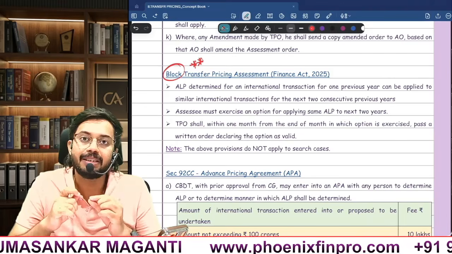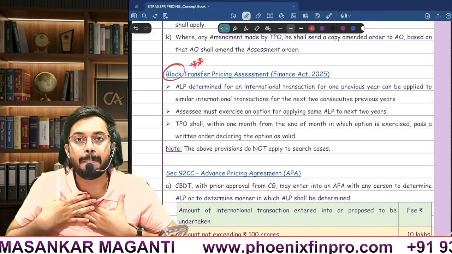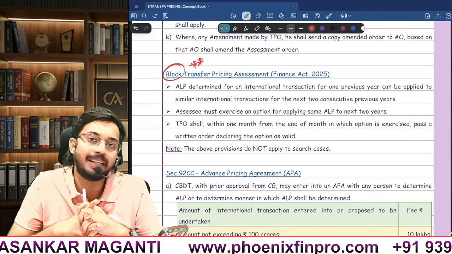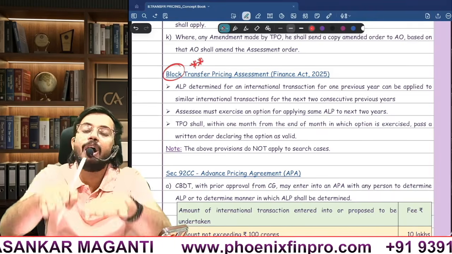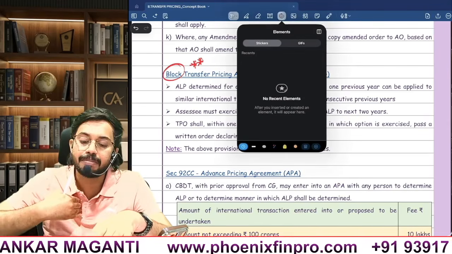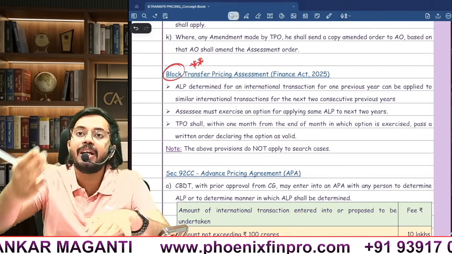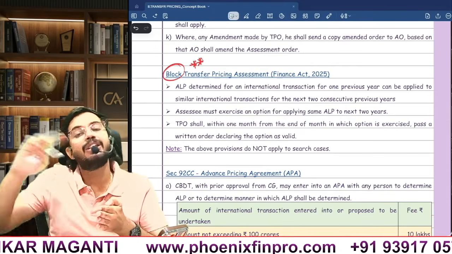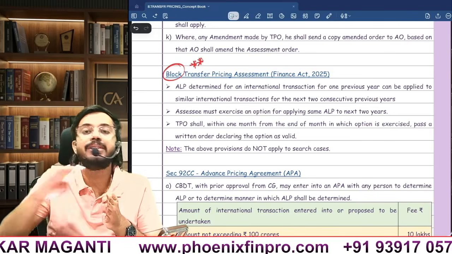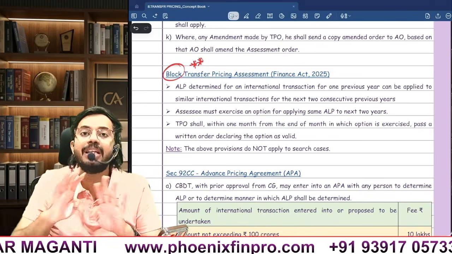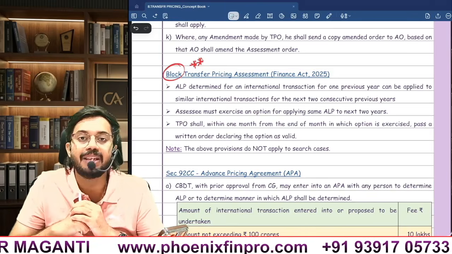What do you mean by this? For example, I'm a very big company. I will do international transactions. I will apply for block transfer pricing assessment. If I apply for block transfer pricing assessment, the transfer pricing officer will calculate arm's length price. After the transfer pricing officer calculates arm's length price for 1 year, for the next 2 years, the same arm's length price will apply. For the next 2 years, again the transfer pricing officer will not calculate arm's length price. Are you able to understand?